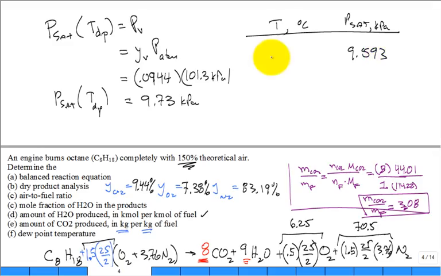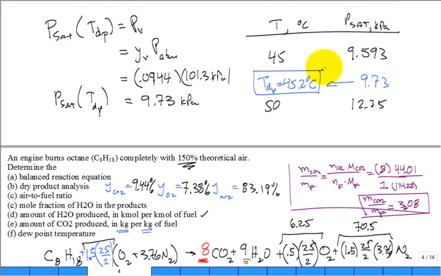We find that it's between 9.593 kilopascal at 45 degrees C, and 12.35 kilopascal at 50 degrees C. So we say, 9.73 is in between. You are all experts at interpolation by now. With linear interpolation, you find the dew point temperature to be 45.2 degrees C, and that's the dew point.